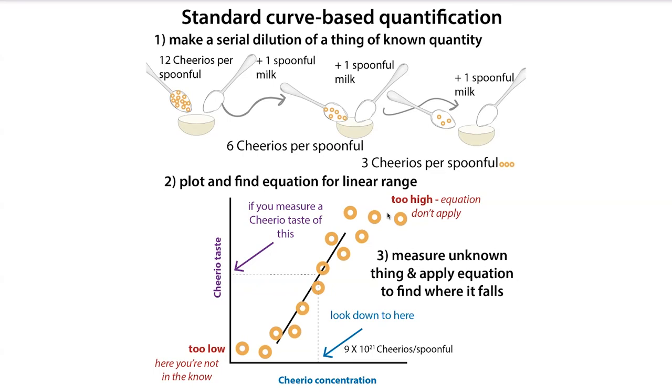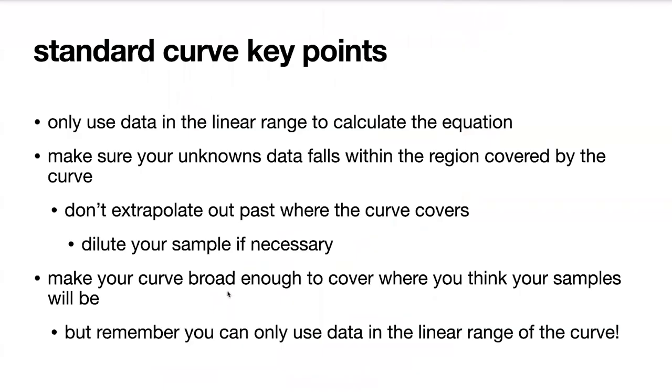Even if your data is in the linear range, you still might not be okay because it also has to be in the range actually covered physically by that line. So you can't extrapolate out past the borders of the line. Your point must fall within the actual range of the points that you measured. So you want to make sure that you're measuring a wide enough range of points, but also keeping in mind that at the high concentration and the low concentration, things aren't going to be accurate, and so your curve isn't going to apply there. So you can't just make your curve super, super wide. Instead, what you might have to do is dilute your sample.